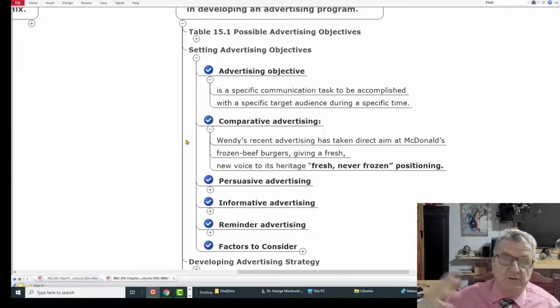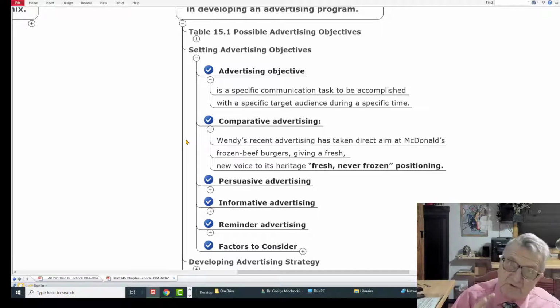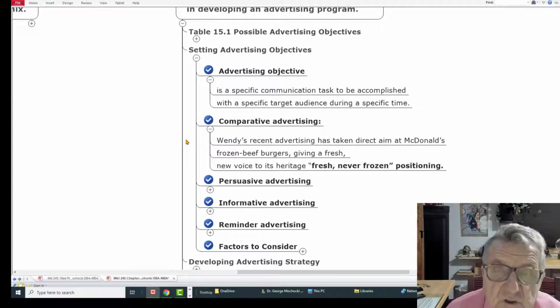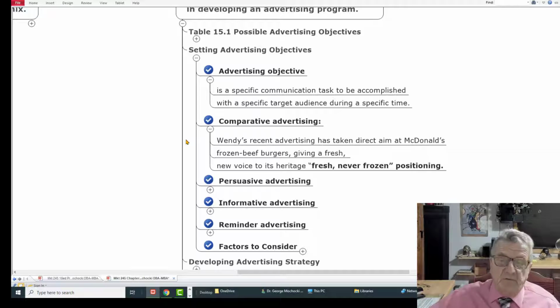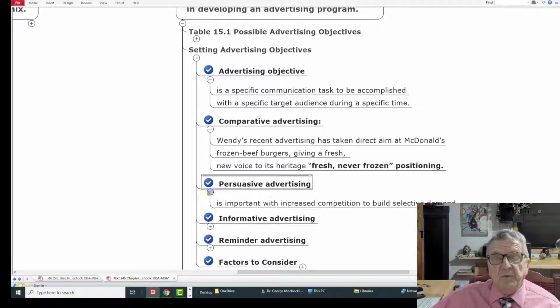And if you look at this, I think Wendy's basically says our food is never frozen, and that's how they position. So they say we're fresher. We may be refrigerated, but we've never been frozen. And then you have persuasive advertising. Remember, you're trying to set up what your objective is.